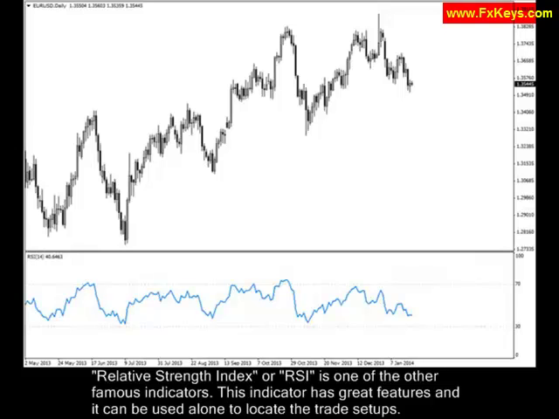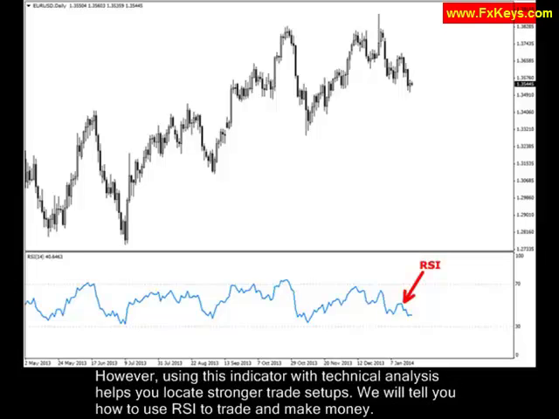Relative Strength Index, or RSI, is one of the other famous indicators. This indicator has great features, and it can be used alone to locate the trade setups. However, using this indicator with technical analysis helps you locate stronger trade setups. We will tell you how to use RSI to trade and make money.